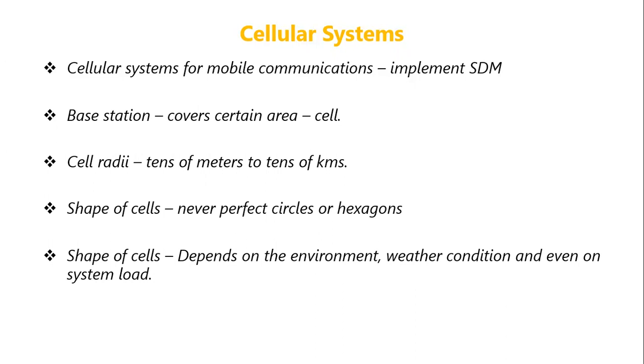If the weather is very hot, or very cold, or rainy, accordingly the cell size may vary. Similarly, if the load is high or low, the cell size may either shrink or become bigger. So the cell will not always be a hexagon or a circle. For understanding, in textbooks and learning materials it is represented in the form of a hexagon or circle. But in real life, it need not be so.